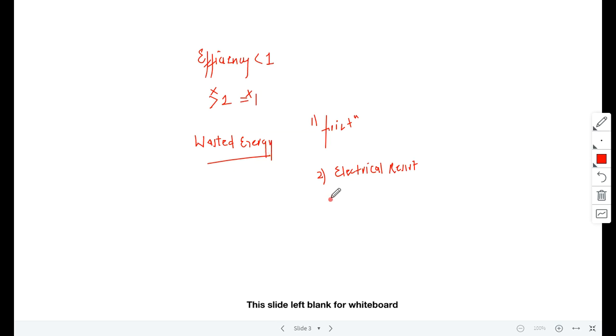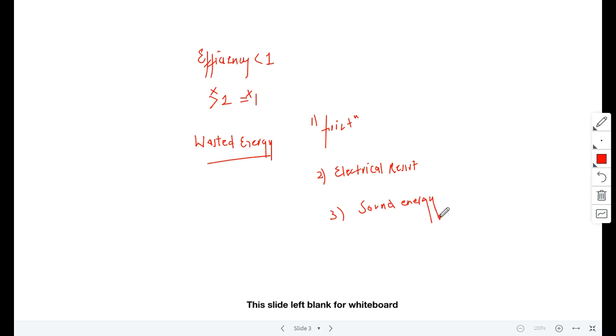Second is the electrical resistance. If a machine or device is working on electrical energy, then there is electrical resistance. Third is unwanted sound energy. Sometimes unwanted sound energy can cause energy to get wasted. There are actually various reasons, but these are some main reasons.